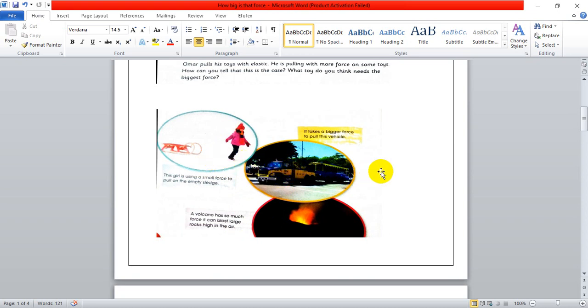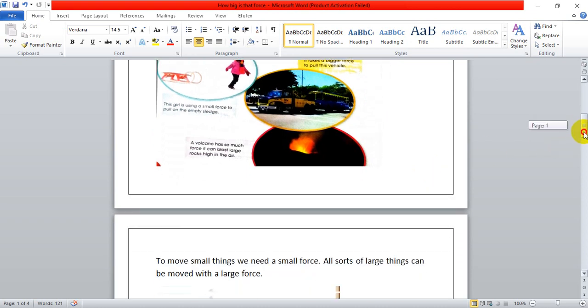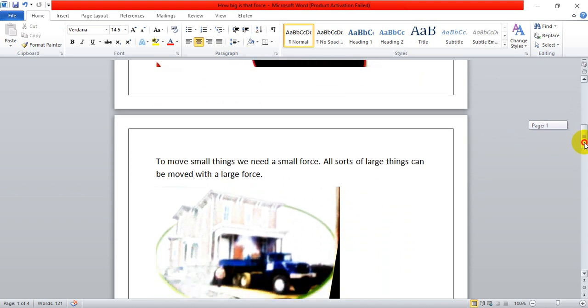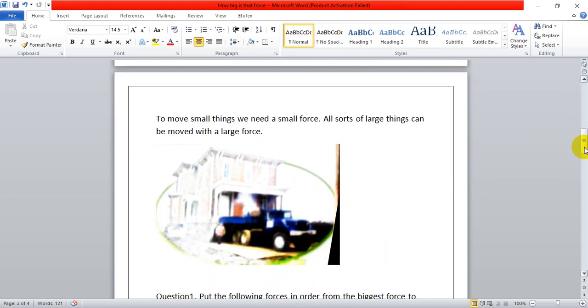Okay, now try to push your book, try to push a pencil, try to push your table, try to push your chair, push different things. You can find out the difference between small force and bigger forces. When you push a pencil, are you using a big force or a small force? Is the same force you need to push a table? Okay, I think now you understand. Try to push all these things.